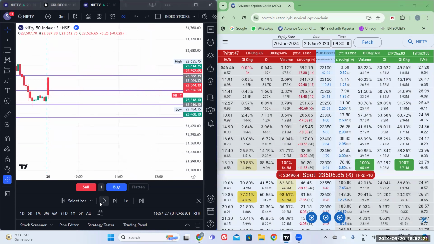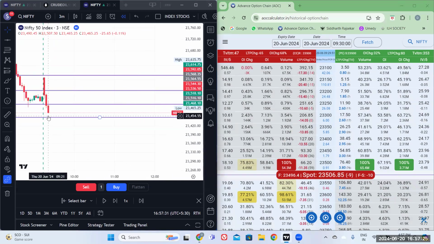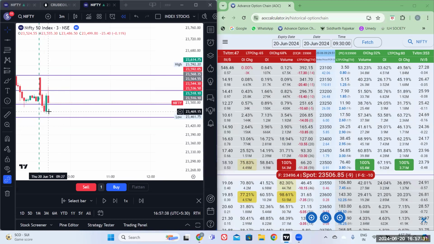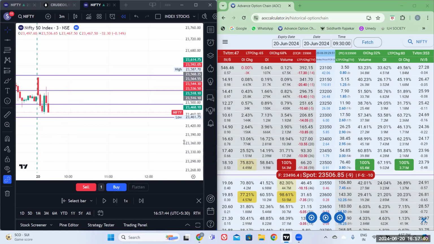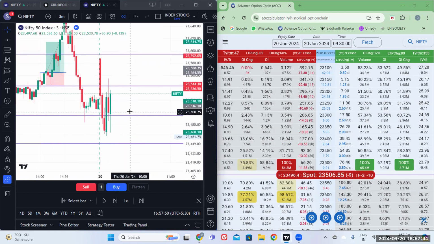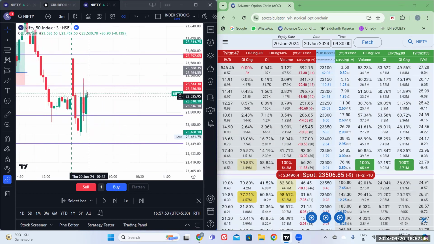Now let me run this up to 9:30. The first candle, second candle, third candle. This is 9:20, 9:27, like 9:30. Now I get this candle here. With this candle, the target was actually done.